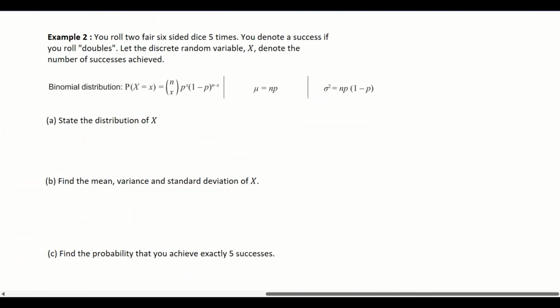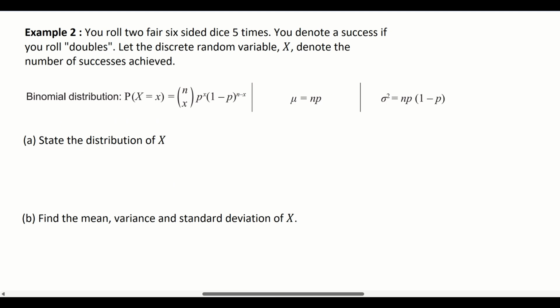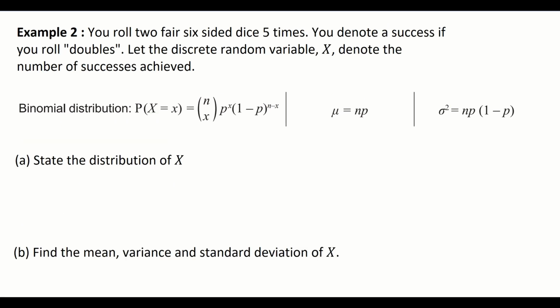So let's come over here. So here you roll 2 fair 6-sided dice 5 times. And we denote a success if we get doubles, so 2 of the same number. Let the discrete random variable x denote the number of successes achieved. So first of all, we need to state the distribution of x. Well, x is a binomial distribution.